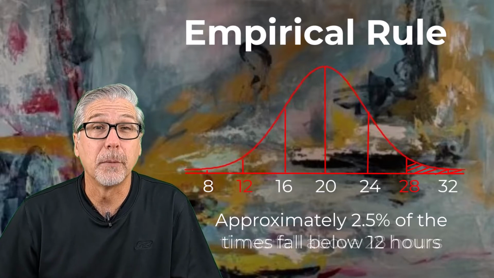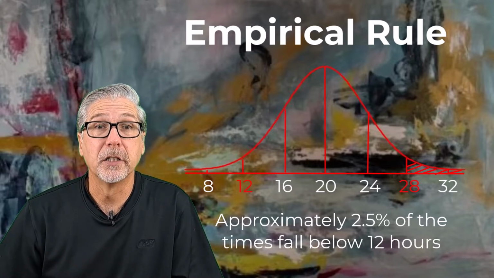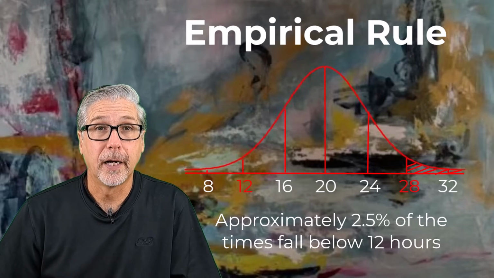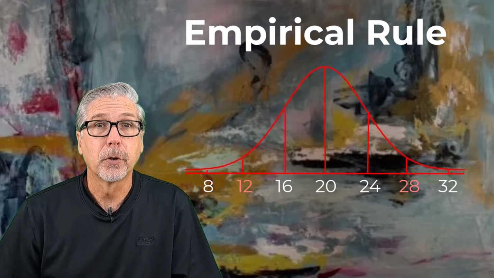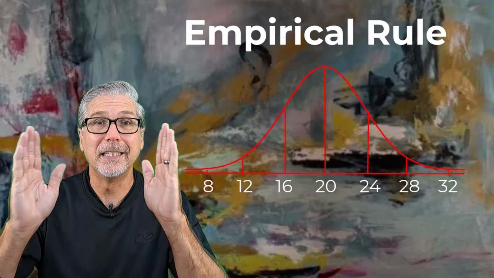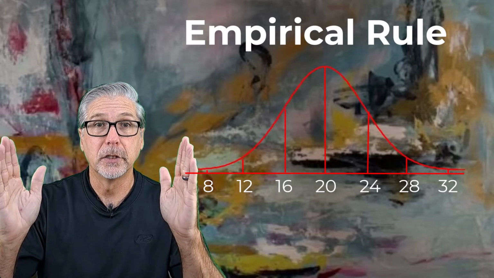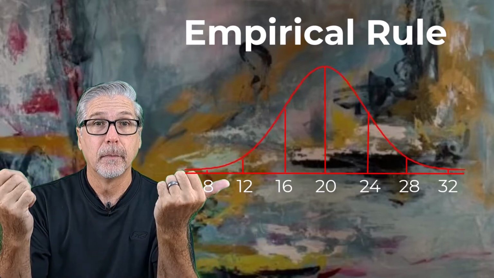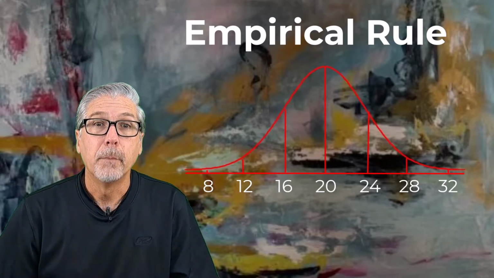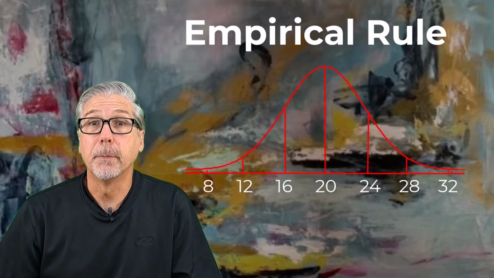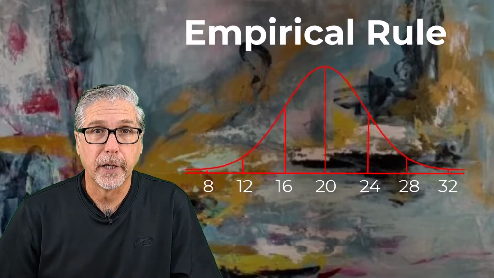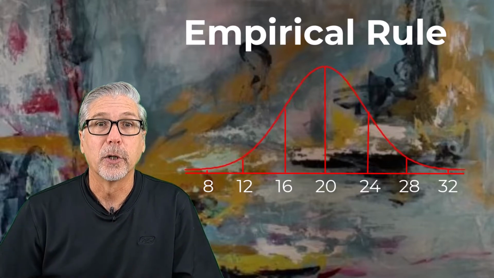By the way, that would be the same percentage for the proportion of paintings that take less than 12 hours to complete. Just like Chebyshev's theorem, the empirical rule can be used to give us the percentage inside each of those 1, 2, and 3 standard deviation ranges and outside. But that's not all. Because of the symmetric property of the empirical rule, it's more flexible. Let's take a look at this problem.